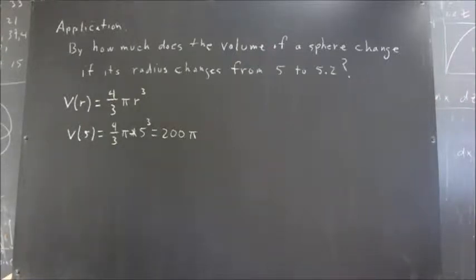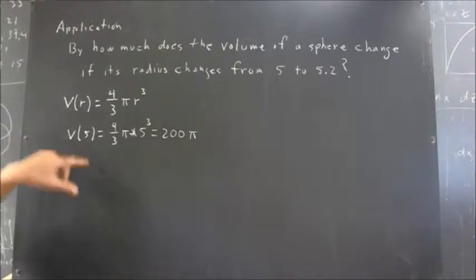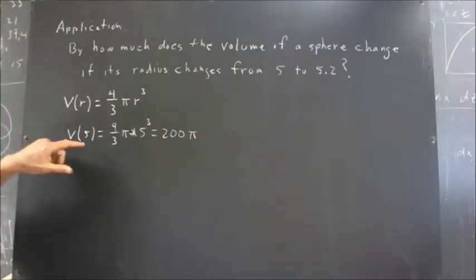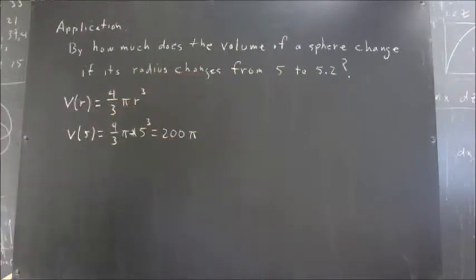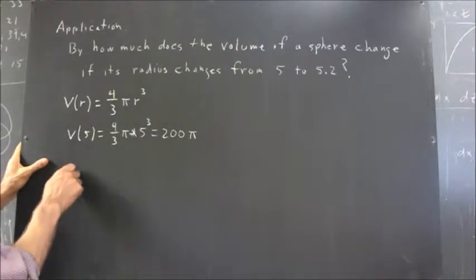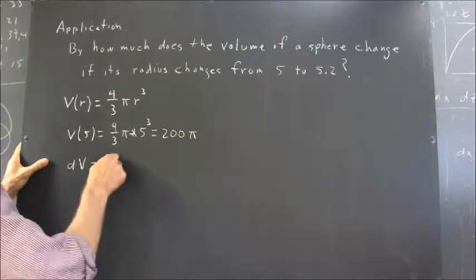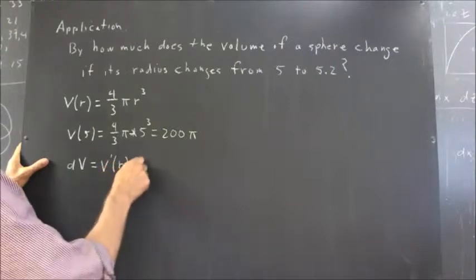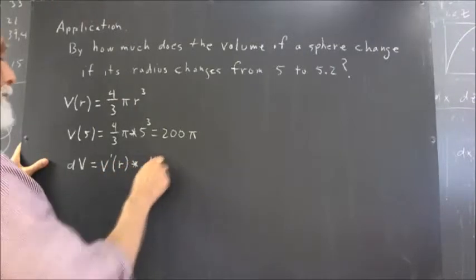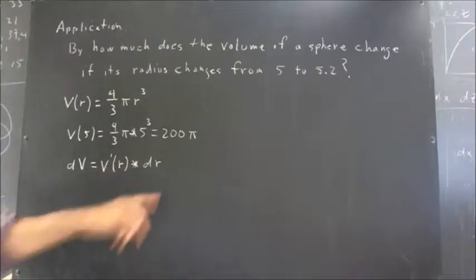Well, what I want to do is calculate the change in V as radius changes from 5 to 5.2 using a differential. So I'm going to say, well, okay, dV equals V prime of r times dr. That's the formula.